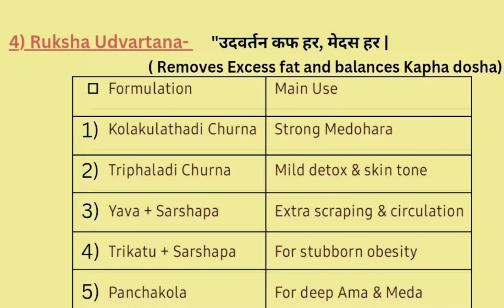One of the most important and effective procedures indicated in case of Staulya is Ruksha Udvartana. It is because it removes excess fat and balances Kapha dosha. The formulations that are used in Ruksha Udvartana are Kola Kulatthadi Churna, Triphaladi Churna, Yava Sarshapa, Trikatu and Sarshapa, and Panchakola. Kola Kulatthadi Churna is used because it has strong Medohara property.